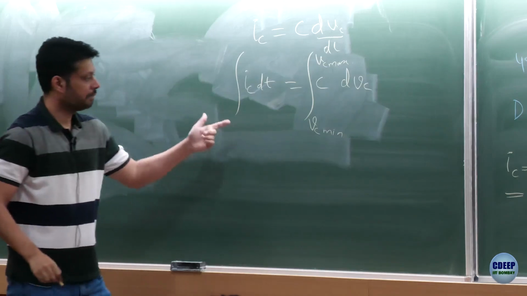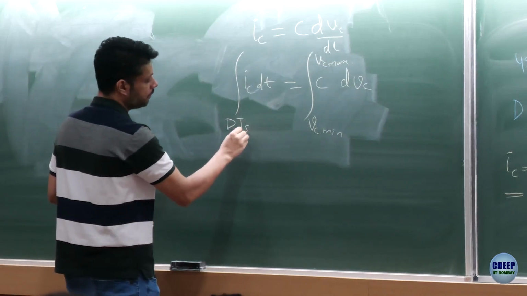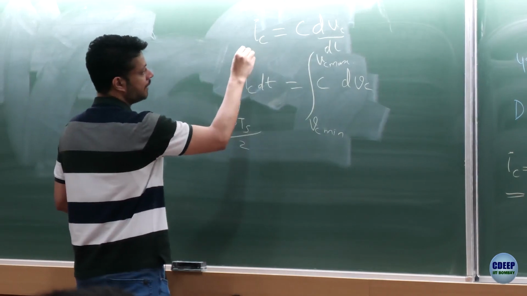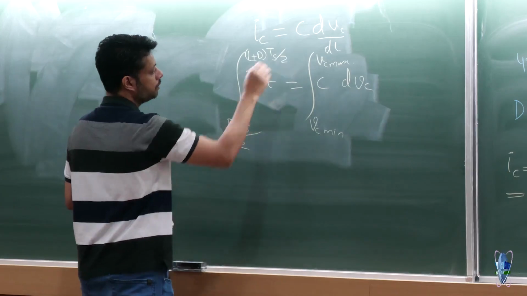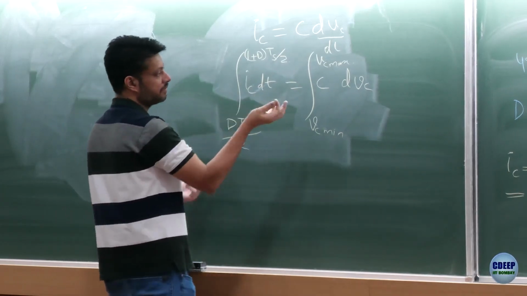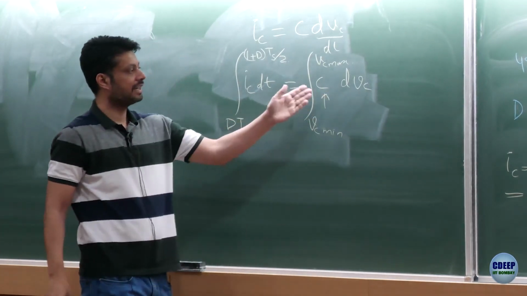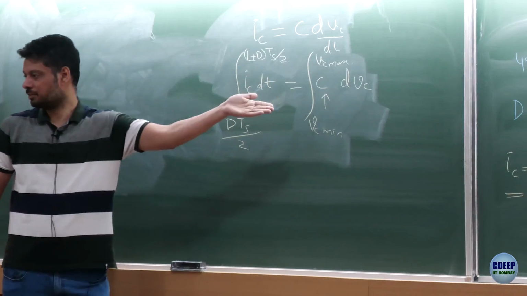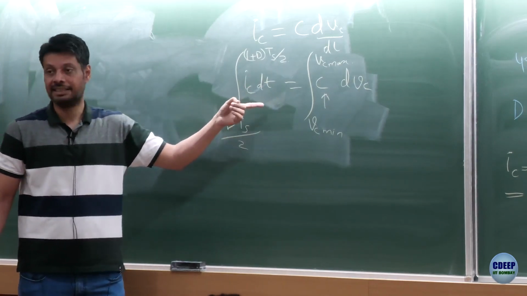Now what is the time at Vc min? The time at Vc min is nothing but dTs by 2, and the time at Vc max is (1 plus d) times Ts by 2, right. Now you just need to integrate it. The only challenge, little bit of step here is C is of course a constant. So therefore integral of C dt becomes very straightforward, right. On the left side you have an integral of IC dt.